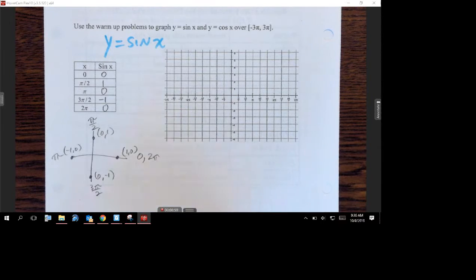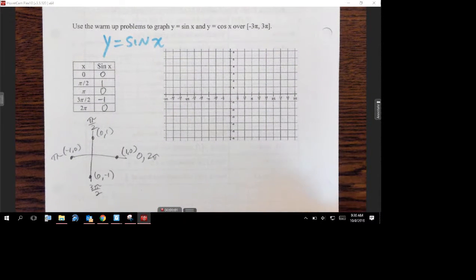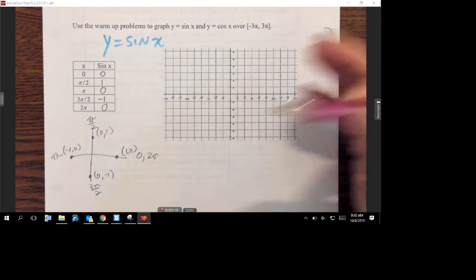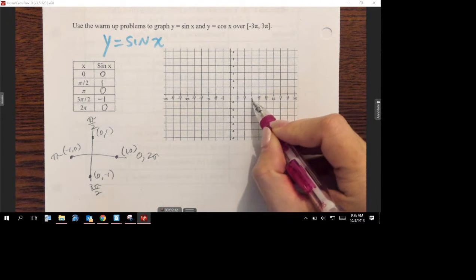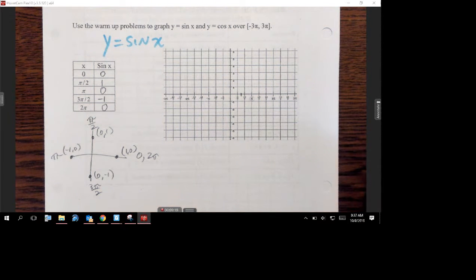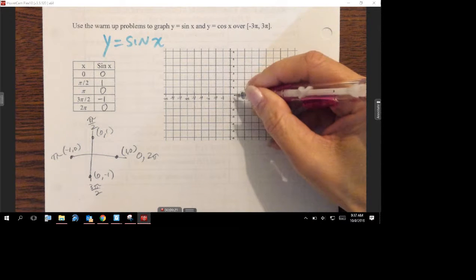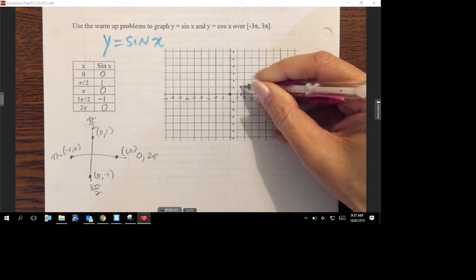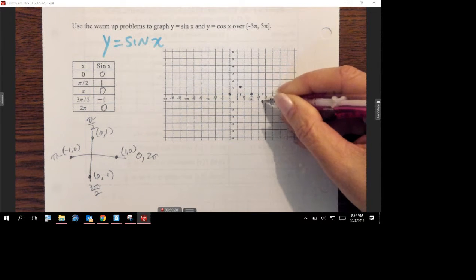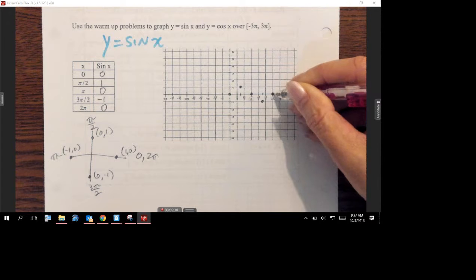So we will plot those ordered pairs on the graph, and I apologize before you start plotting them. I copied the wrong graph. I've got to change that for next year. I don't know what happened. I copied ones that have pi over 3s in them instead of pi over 2s. So you can see pi is here, and 0 is here, so pi over 2 is exactly in the middle. All right. So 0, 0. Pi over 2 is 1. Pi is 0. 3 pi over 2 is negative 1. And 2 pi is 0.